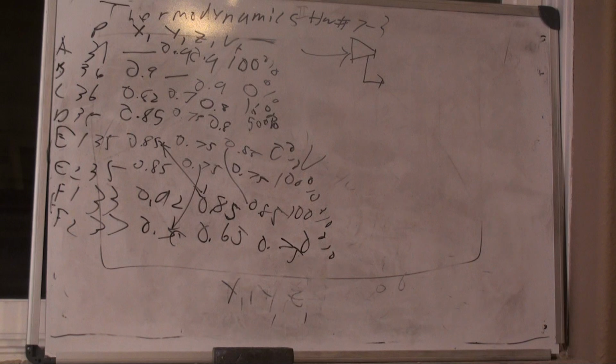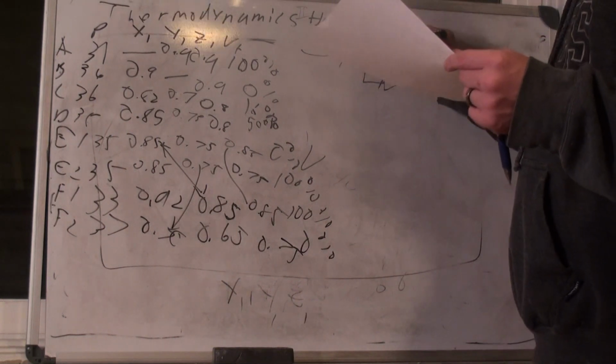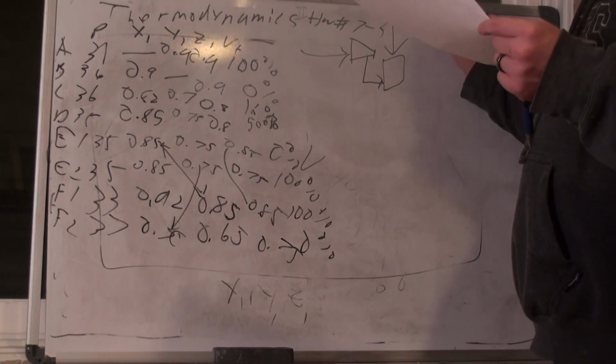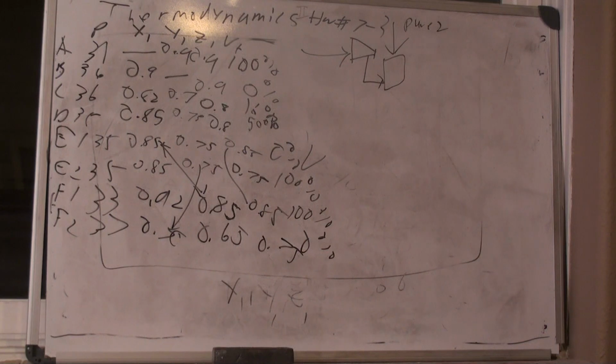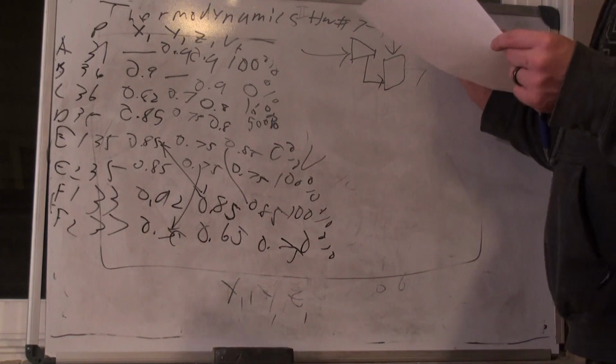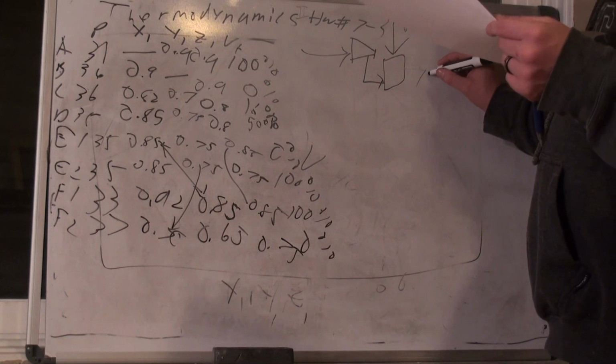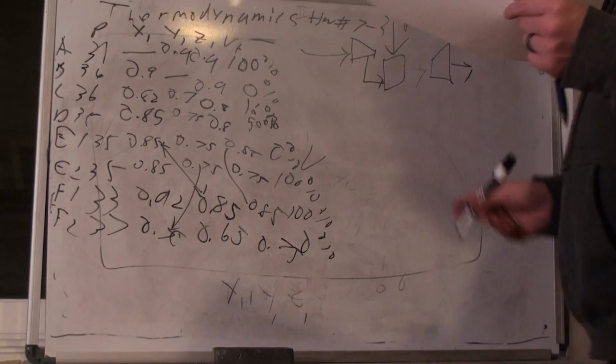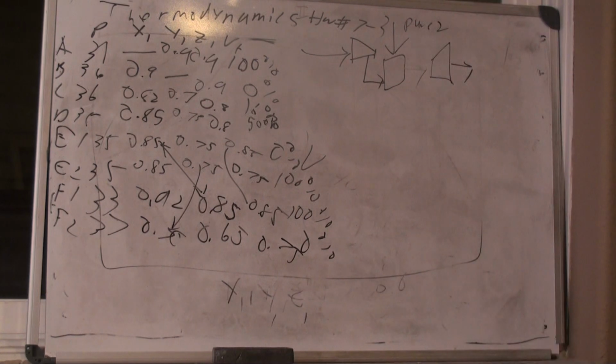I have some sort of mixer here, and I'm adding a pure stream of component 2. So pure 2 is coming into that mixer. The pressure drops, and after it comes out, it has a new pressure. The mixture is fed into a flash tank, and to indicate that pressure drop, maybe I draw a little turbine here. So the pressure drops.